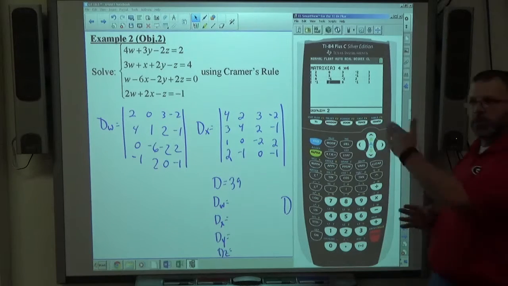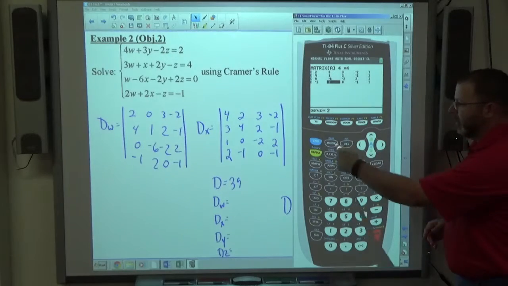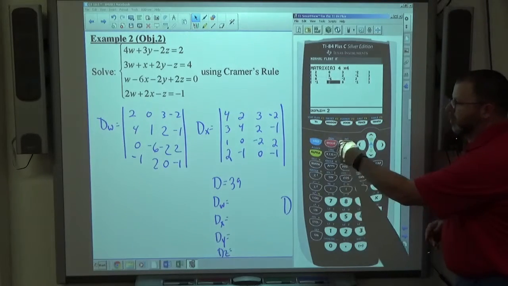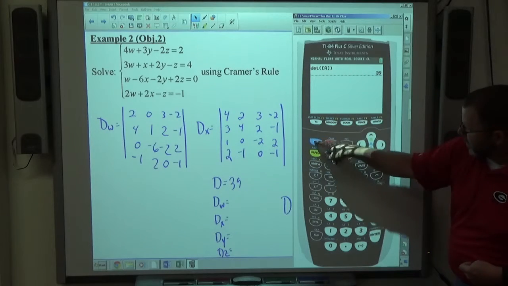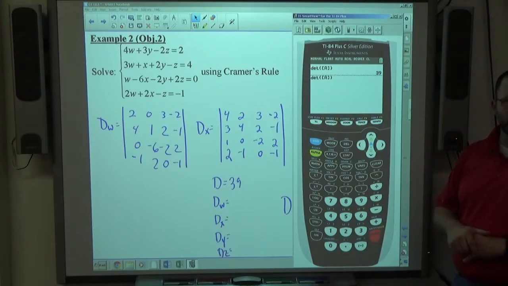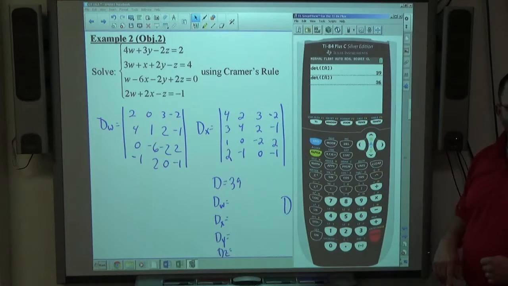Okay? So that just replaced the one column. The rest of them stayed the same, so everything's ready to go. If I quit the matrix menu, I get back here. I can go back to the matrix menu and re-enter this, or if I just hit second enter, it brings back the last command. So I don't have to go back and find it again. Hit enter again, and now D sub W is 36.